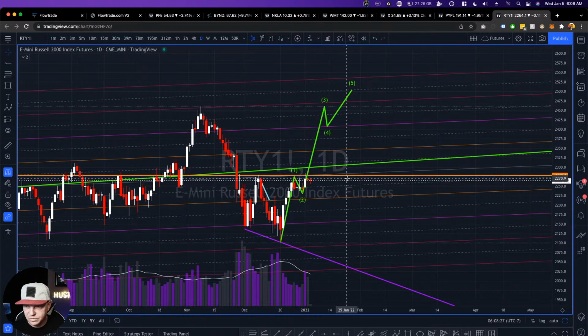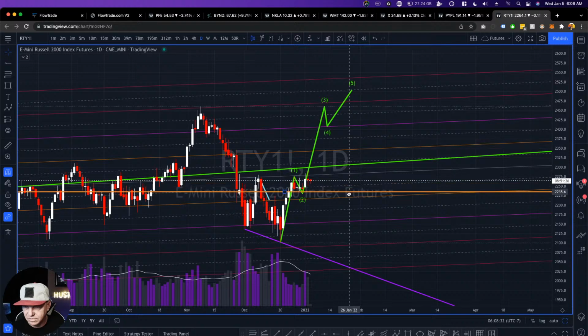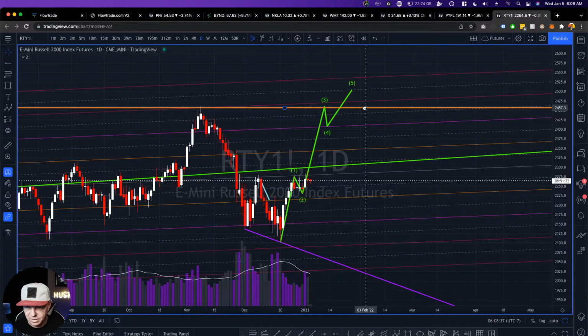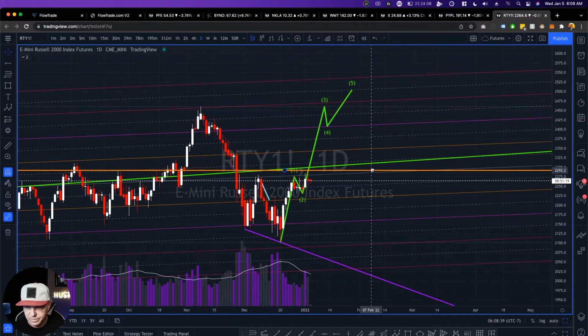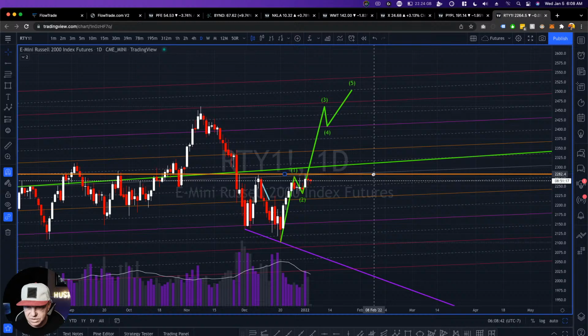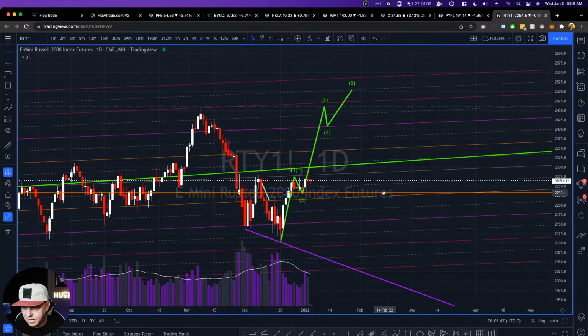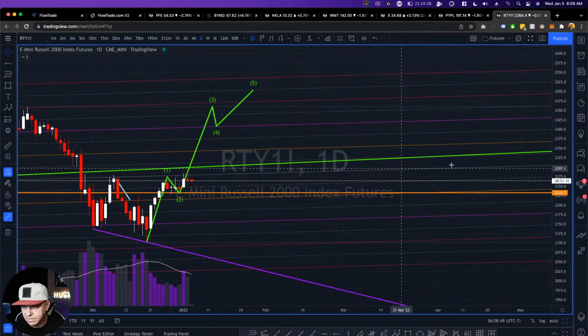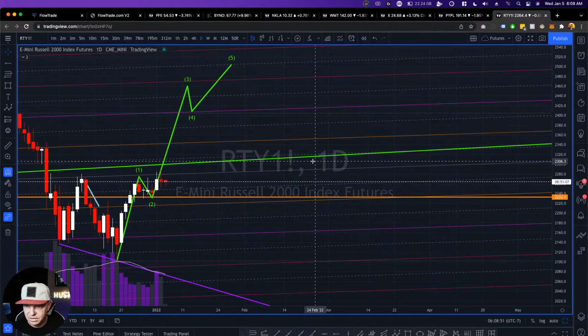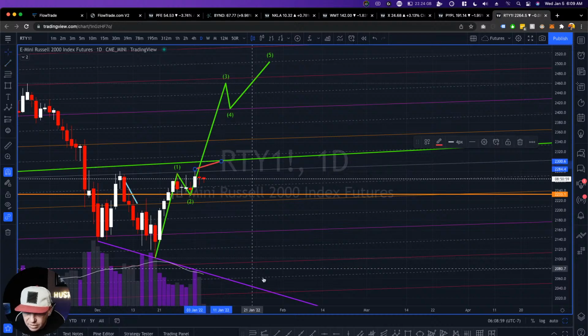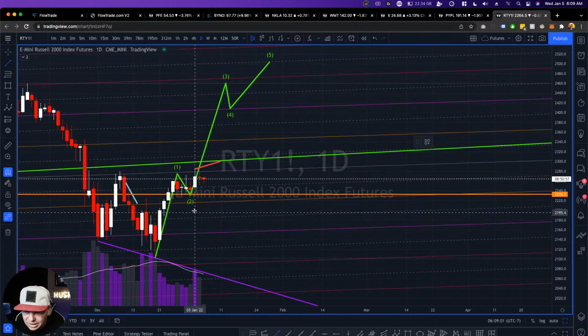It just kind of wants to chill out in this little zone that it's in. Kind of just wants to chill in this zone. Hopefully y'all can see that. It's definitely forming a little bull flag or a little flag. Well, maybe not. What is that Russell doing?